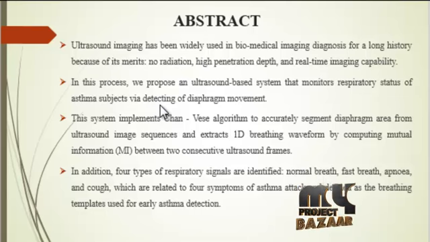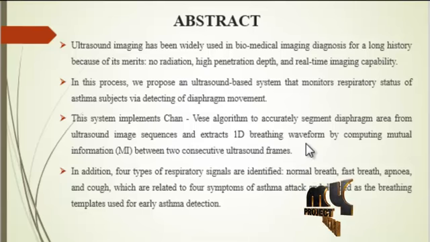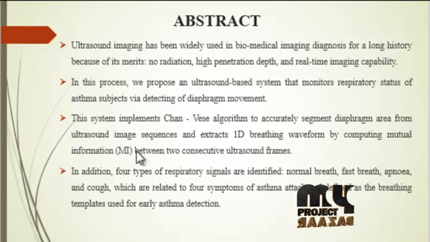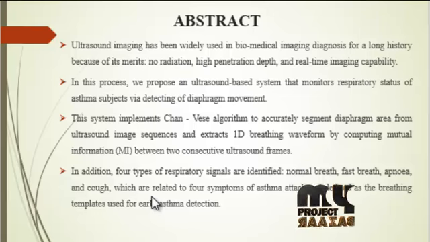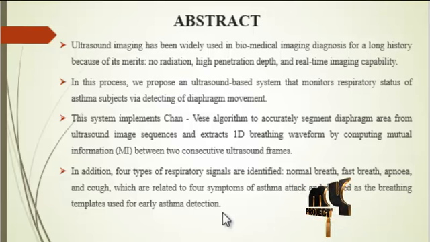detection of diaphragm movement. This system implements the Chan-Vese algorithm to accurately segment the diaphragm area from the ultrasound image, and extracts the 1D breathing waveform by computing the mutual information between two consecutive ultrasound frames. In addition, 4 types of respiratory signals are identified, which are related to 4 symptoms of asthma attack, and identifying the breathing templates used for early asthma detection.